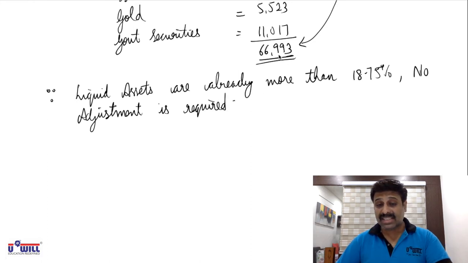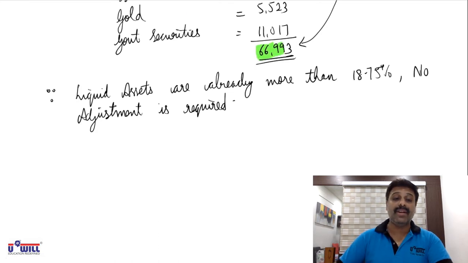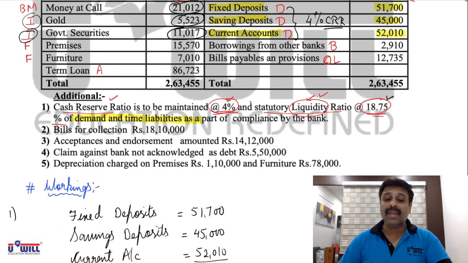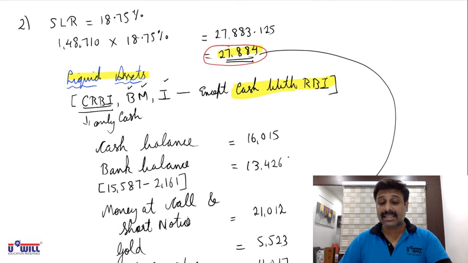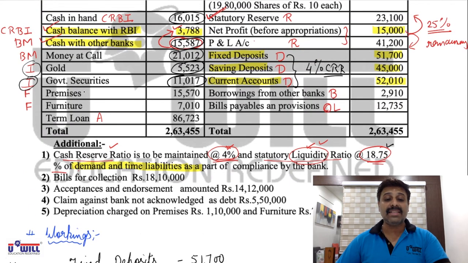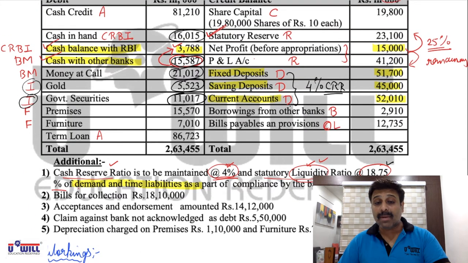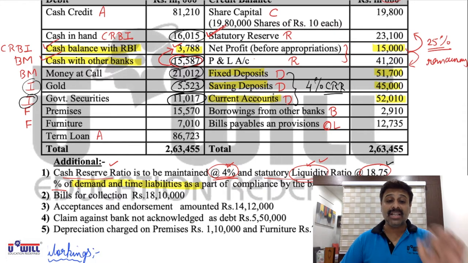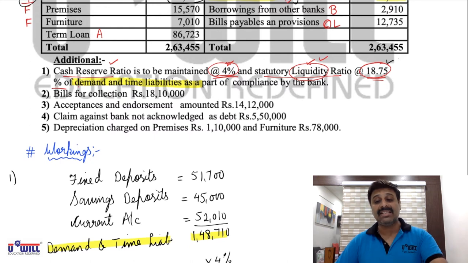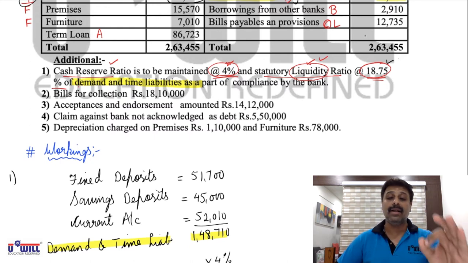Suppose this amount was only 6,699, just for explanation I am telling you. Then what would we have done? It would be given in the question. They'll tell you that if the statutory liquidity ratio is less than the existing 18.75%, then what do you do? You sell your fixed assets, your premises, your furniture, or you borrow from other banks. What is to be done to maintain this SLR of 18.75% if the amount is insufficient would be given in the question.